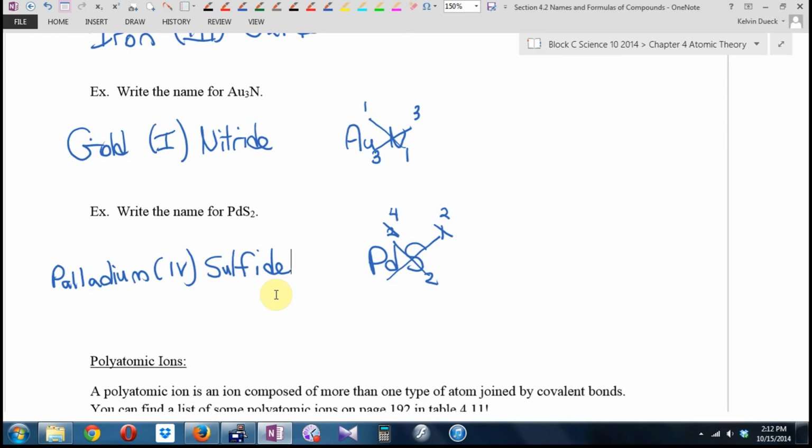But if you look on the back of your pink periodic table, can all of you look at the back of your pink periodic table? You have what are called polyatomic ions. These are groups of atoms that behave like one atom.